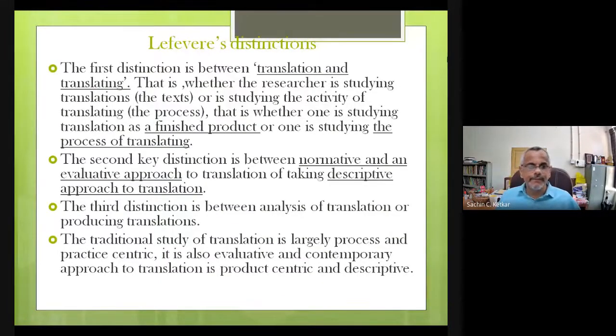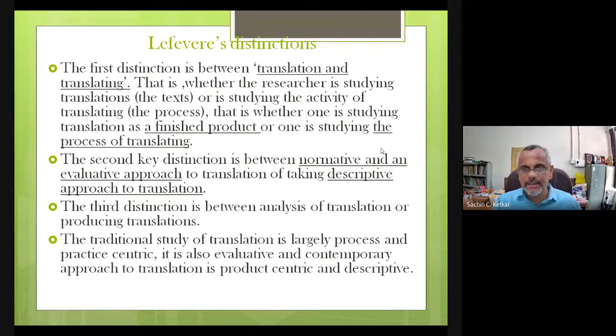So the first distinction is between the text, the translated text. Are you going to study a translated text, like Unto This Last or War of Indian Independence, or are you going to study the activity of translating, the process, the choices, various decisions that the translator has made in selection of words, equivalence, and so on and so forth, right? So the distinction between product and process is the first key distinction. So if you want to write a paper on translation, then you have to first decide what you are going to look at. Are you going to look at the product, or are you going to study the process?